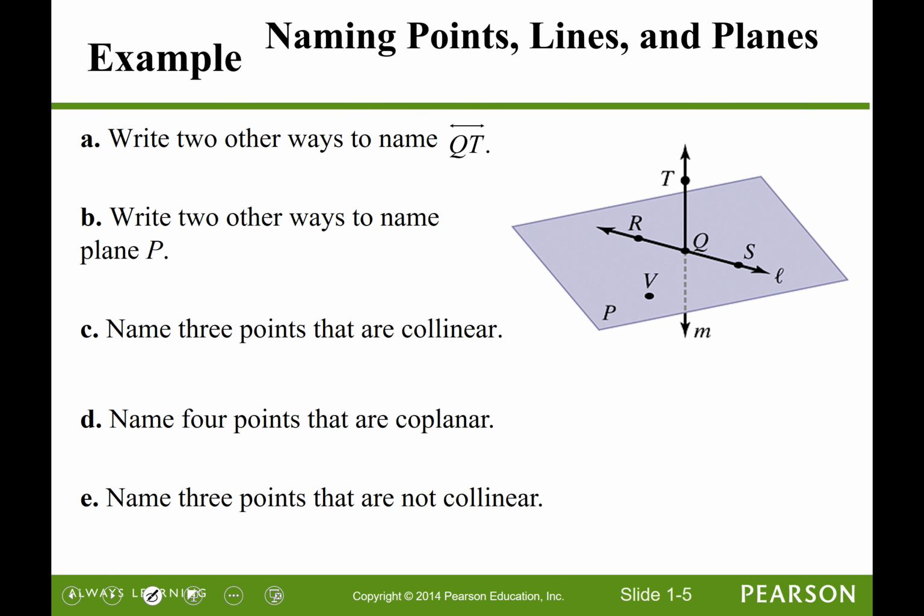All right, so let's practice naming points, lines, and planes. First off, let's write 2 other ways to name the line QT. I'll circle the line QT.